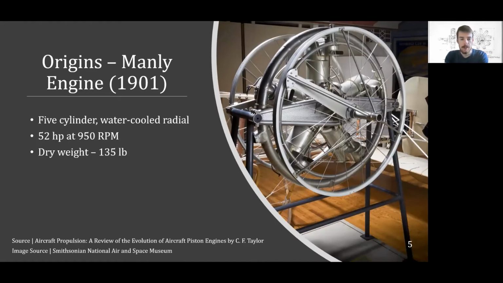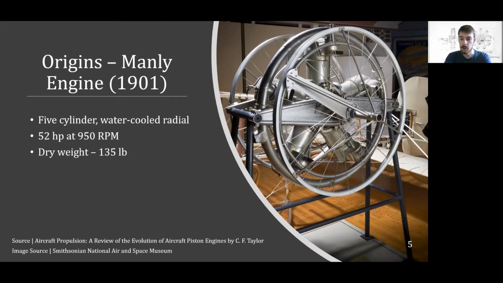So now I'm going to talk more about the evolution and history of these engines. Starting with the Manley engine from 1901, which powered Samuel Langley's unsuccessful attempt at a flying vehicle called the Aerodrome. And that attempt failed, but it was not due to the engine, which was a spectacular piece of engineering. You can see a picture of it here.